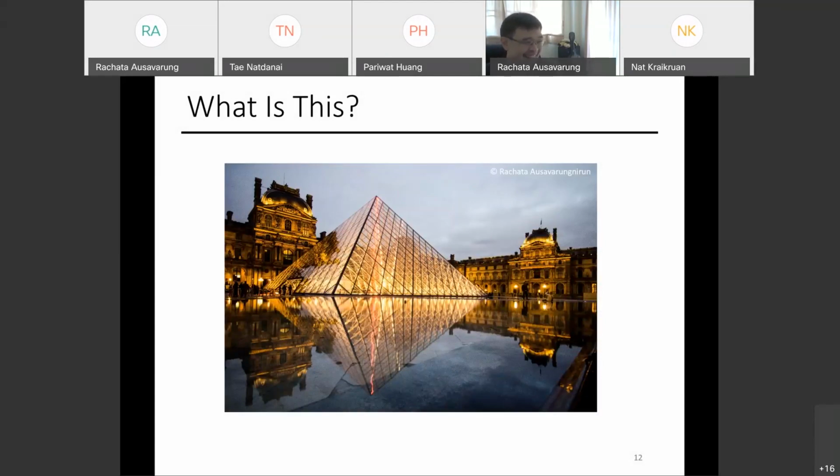What, you never seen this? All right, hint, it's in Paris. Yeah, it's a museum with Mona Lisa in it. It's the Louvre, right? So this is one of the benefits of being a PhD student.